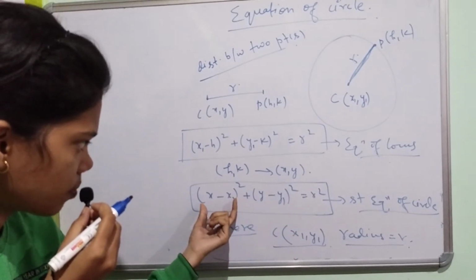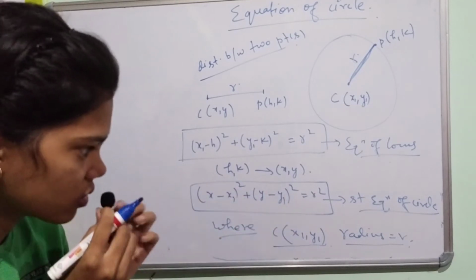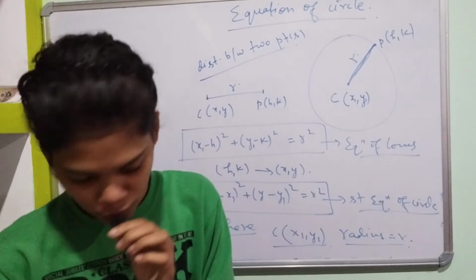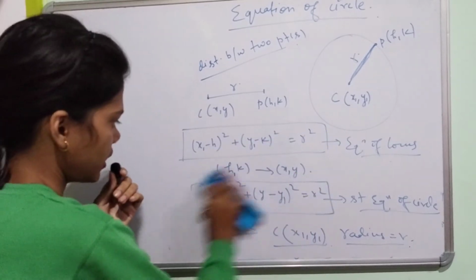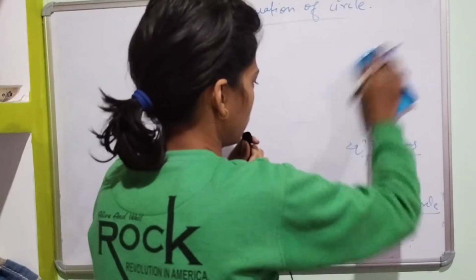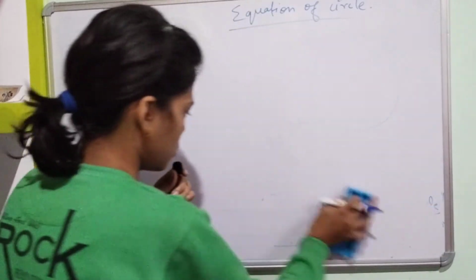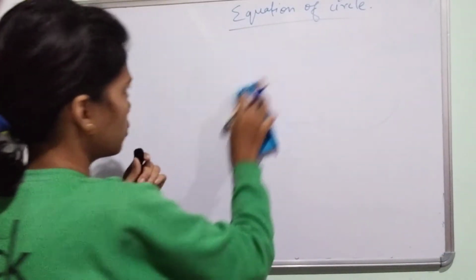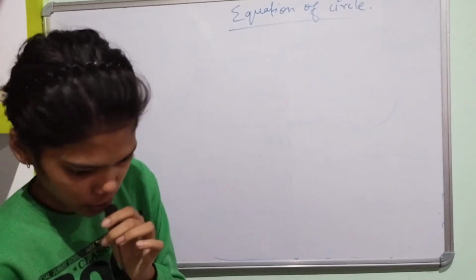Whatever the general equation of a circle is, that came from here only. When we expand these two quantities, we will get the general equation of a circle. Let's do that. Now we are coming to the general equation of a circle.